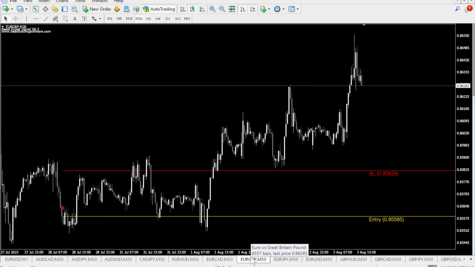On to the Euro Pound. Here we actually have a losing signal. It did go into profit initially, but price went back and eventually did take out our stop loss. So unfortunately, we did take a loss on this pair.